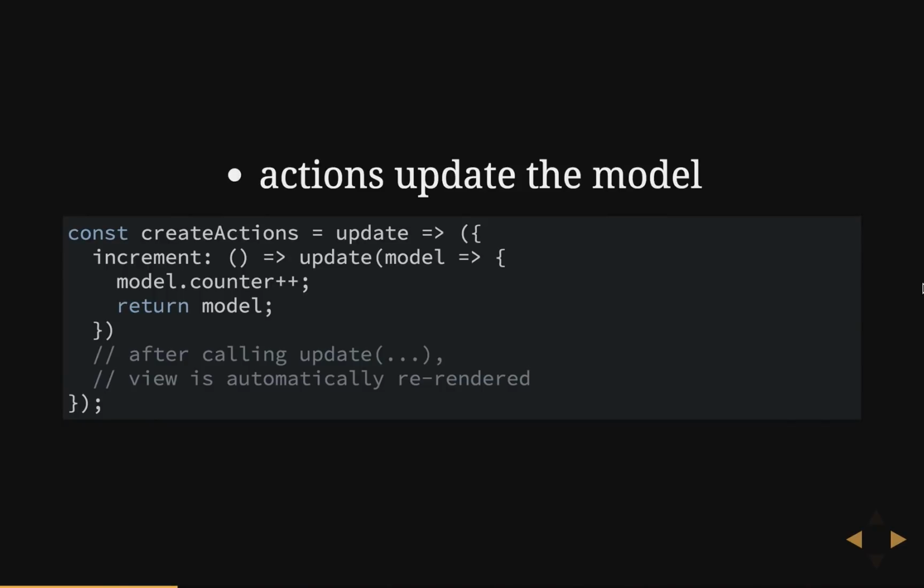Now that we have a model and a view, what we do is we create actions that the view will be able to call. Here we have an increment action that will increment the counter. Notice that to create the actions, we're passing in an update. This is a function that we can call, and when we do that, we will pass in a function that will update the model. This function gets the latest model, makes the changes, and returns a new model with the updated values. After we call update, we want the view to be automatically re-rendered.